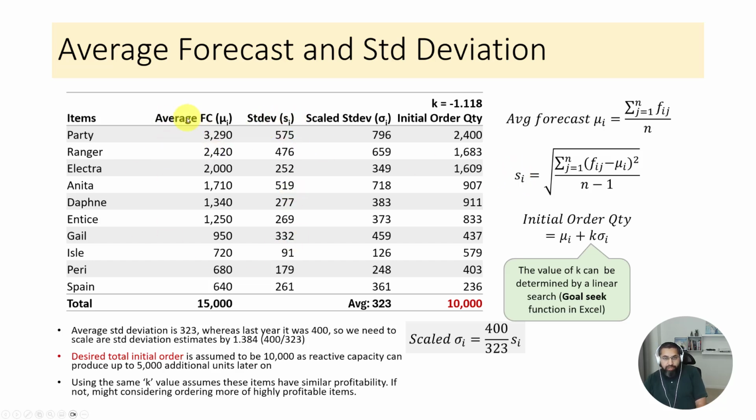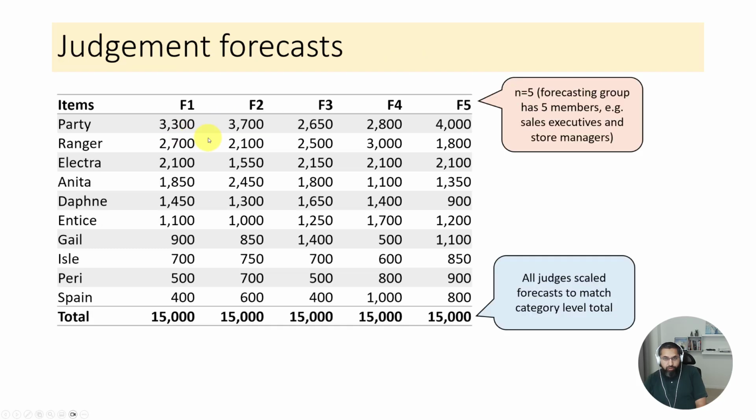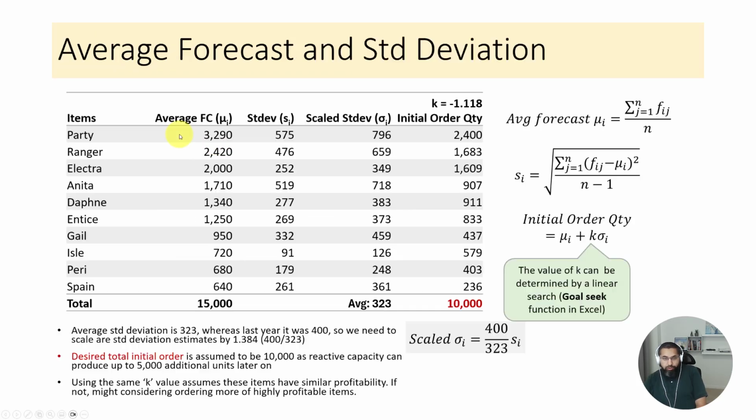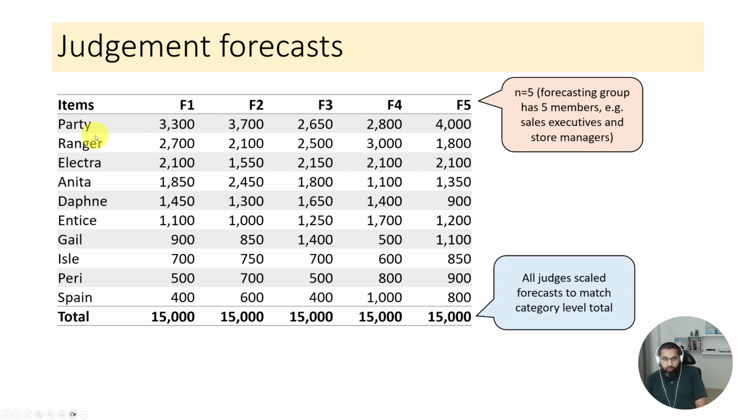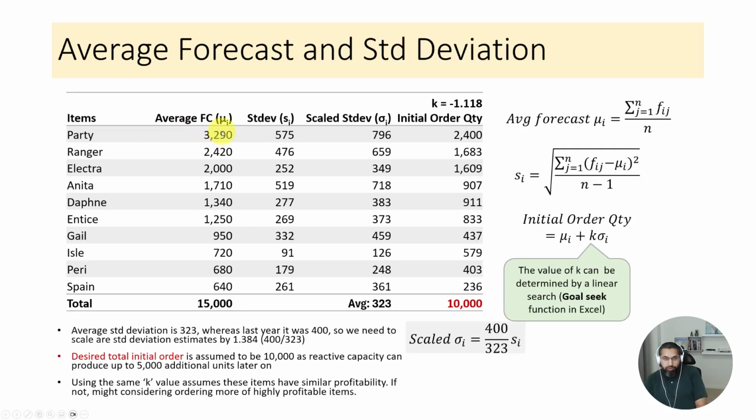So this is what I've done. I've taken the average of each row and put that here. The average for the first row for the parka is 3290. I calculated that in Excel and put it here. Then I used this formula to calculate the standard deviation and put it here. Okay.